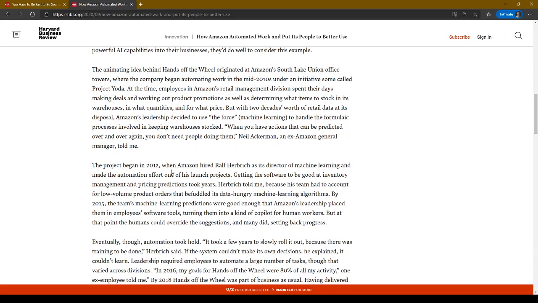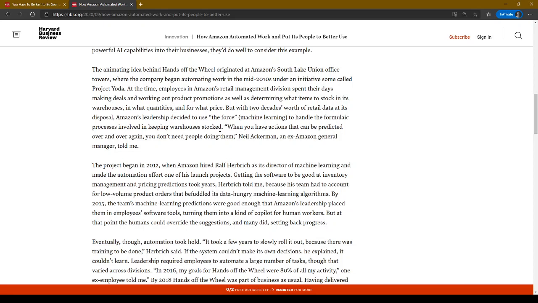example. The animating idea behind Hands Off the Wheel originated at Amazon's South Lake Union office towers, where the company began automating work in the mid-2010s under the initiative some called Project Yoda. At the time, employees in Amazon's retail management division spent their days making deals and working out product promotions, as well as determining what items to stock in its warehouse, in what quantities, and for what price.